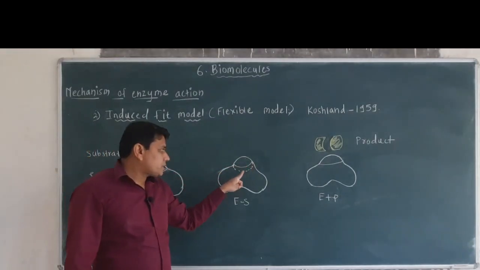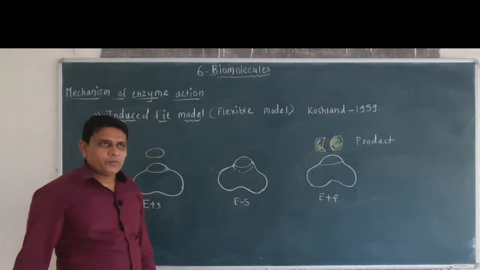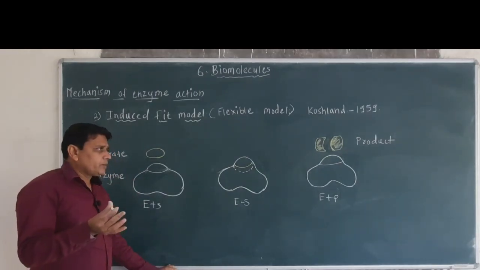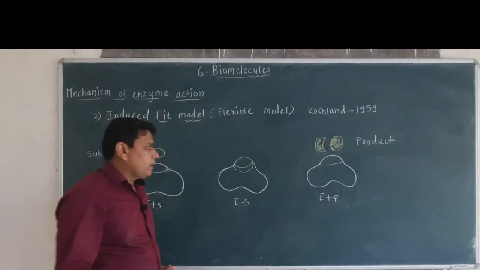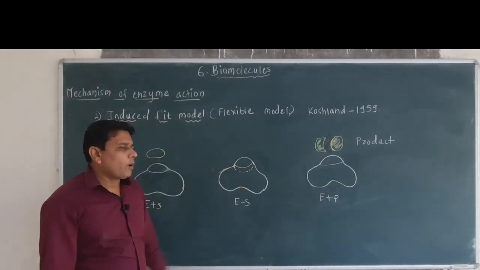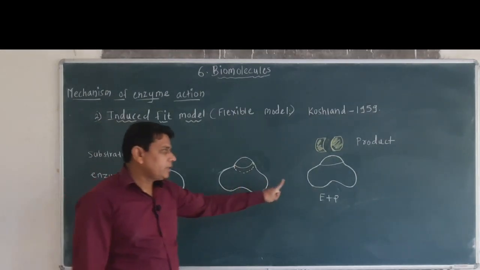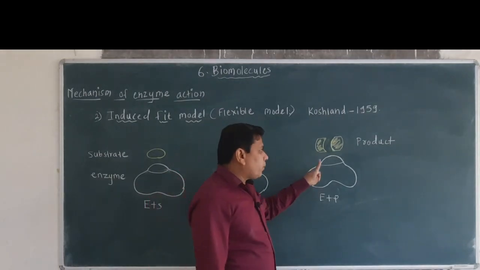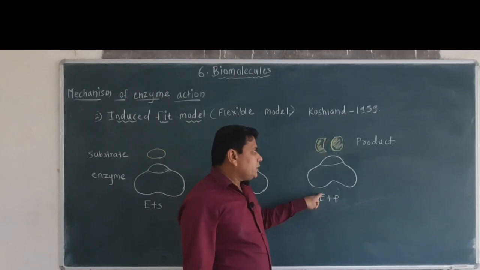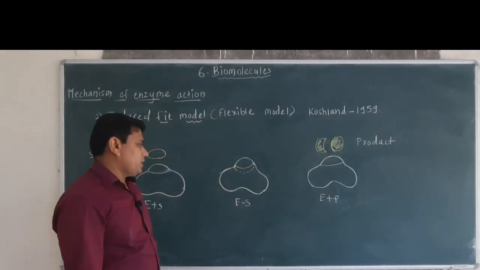substrate fits in the active site of the enzyme. So this active site changes its shape. Then after the action of enzyme, the products are produced. Now here is the enzyme substrate complex, and later on the products are produced, and these products are released from the active site of the enzyme.